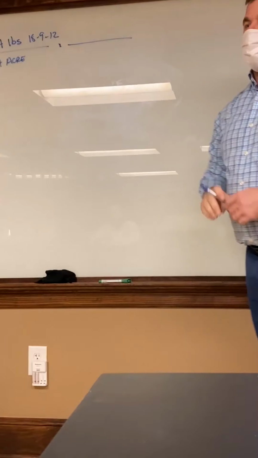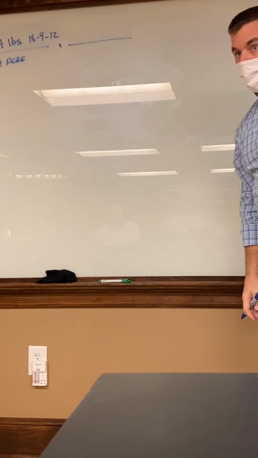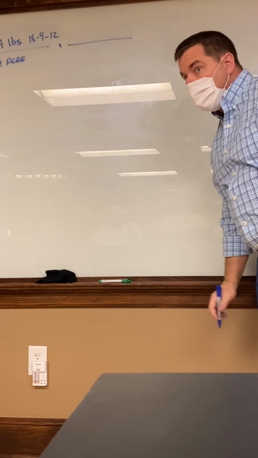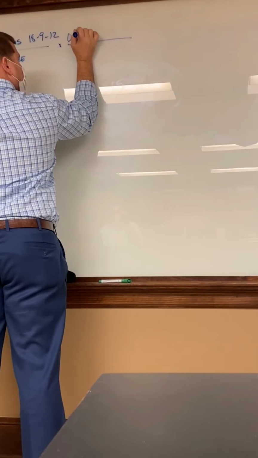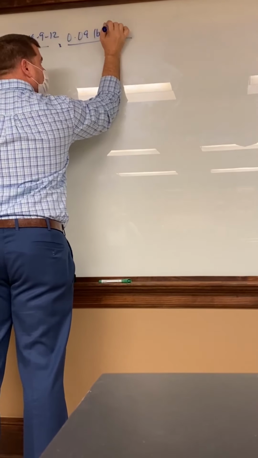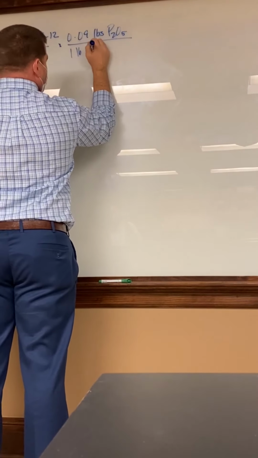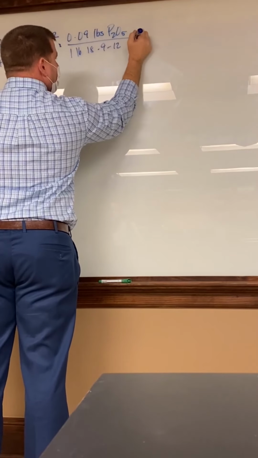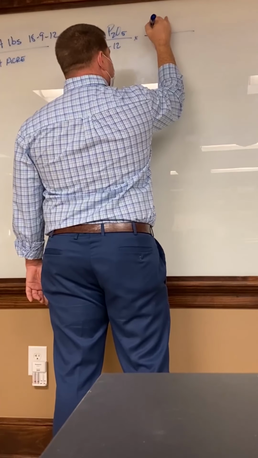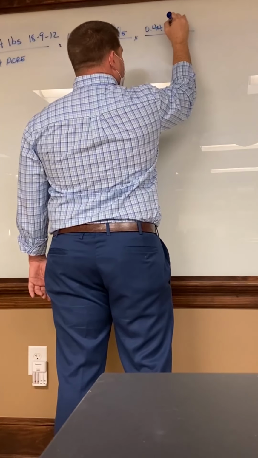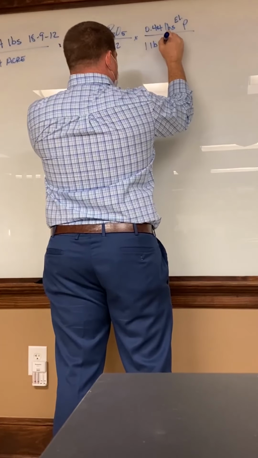What goes next? Tell me how I should put this. Put your 0.09 pounds of P2O5 on top for every 1 pound of 18-9-12. And then your elemental P, and that is 0.44 pounds of P in 1 pound of P2O5.